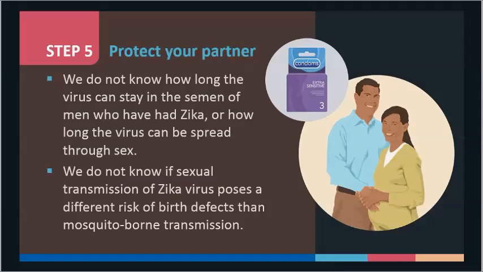So we don't know for sure how long the virus can stay in the semen of men who have Zika virus infection, or how long the virus can be spread through sex. But at the present time, we're recommending that if a man is symptomatic, he should avoid sexual intercourse for approximately 6 months. If not symptomatic, we still recommend that he avoid intercourse or use a condom for approximately 2 months. And of course, if you abstain, then there's no risk of transmission.